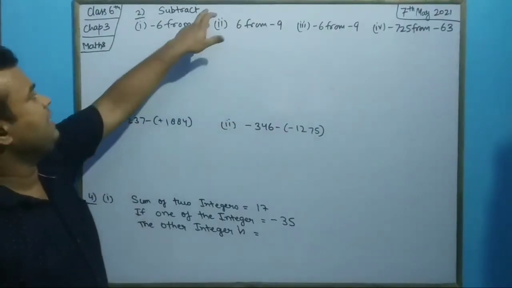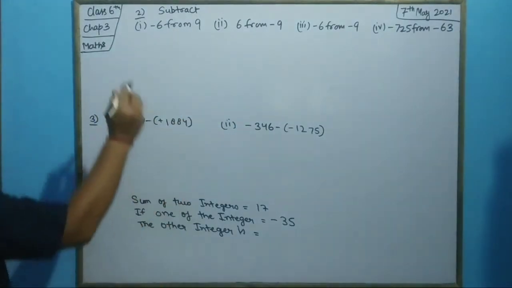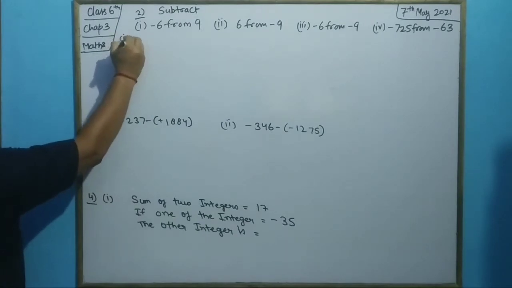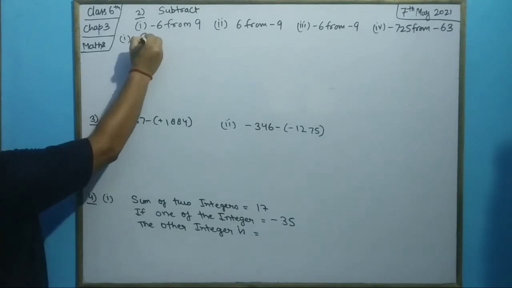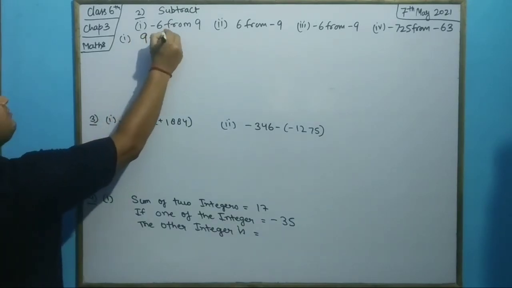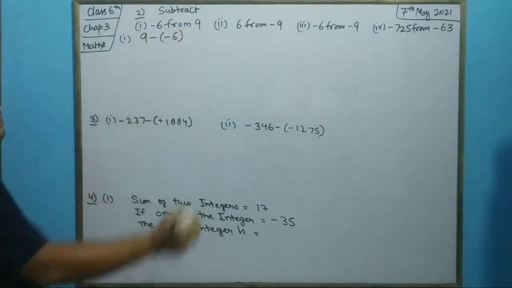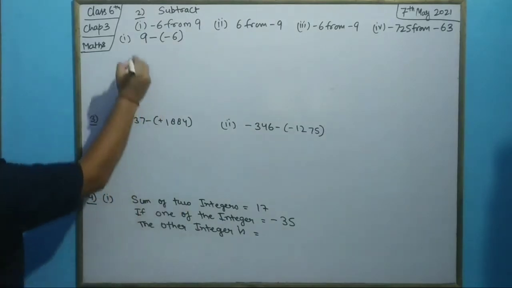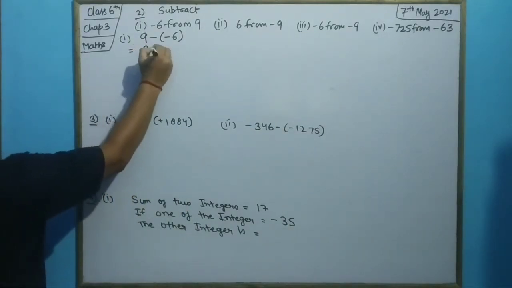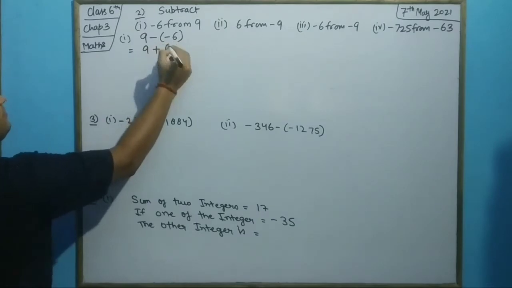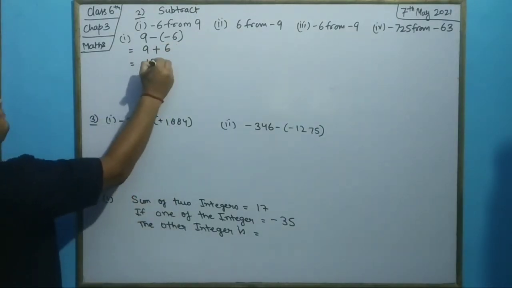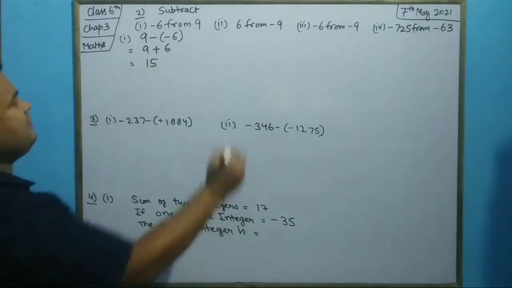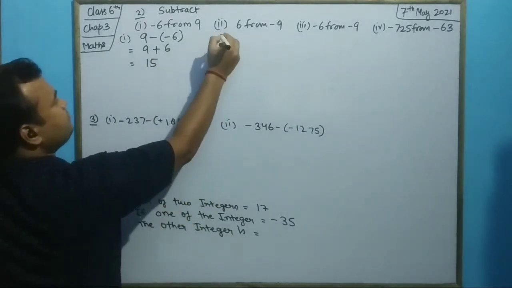Here we have to subtract. Let us see one by one. The first question: we have to subtract minus 6 from 9. That is, it will be 9 minus of minus 6. There are two negative signs, so it will be minus minus, that is plus 6. So 9 plus 6, adding it we get 15. That's very easy. Now let us see the second one.